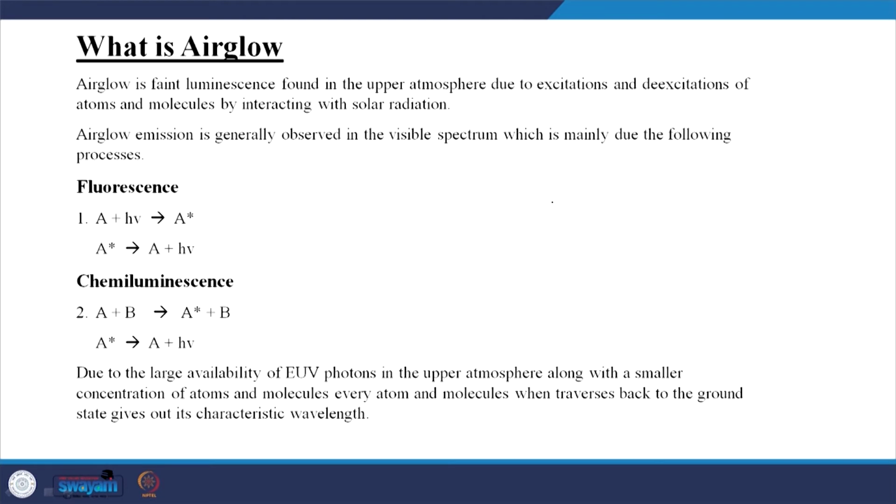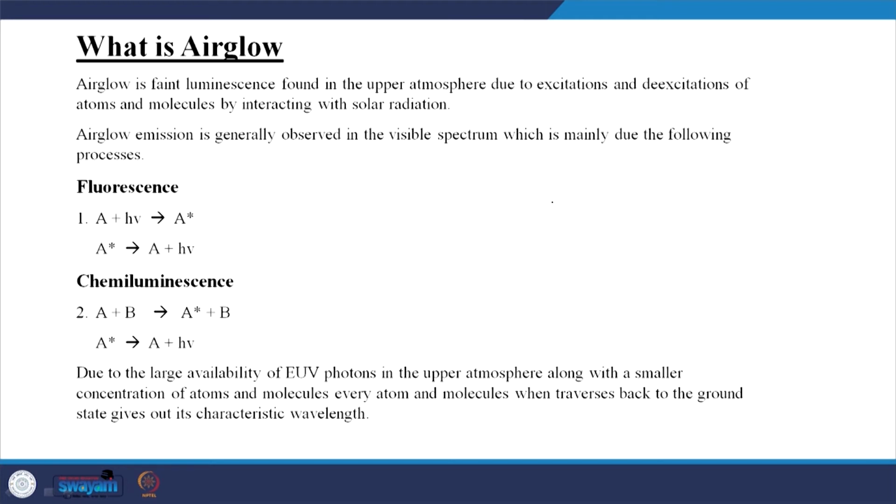Airglow is a faint luminescence that you find in the upper atmosphere due to the excitations and de-excitations of atoms and molecules by interacting with the solar radiation. Simply, when you excite an atom, it will take up the energy, and when you de-excite an atom, it will give out the energy, and if this energy is in the visible spectrum, it can be seen by you. So, this faint luminescence that originates from these excitations and de-excitations is generally referred to as airglow.